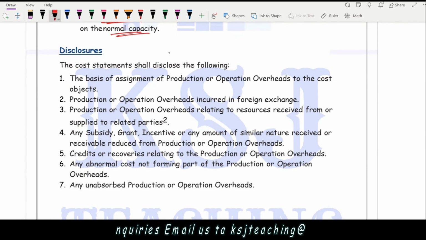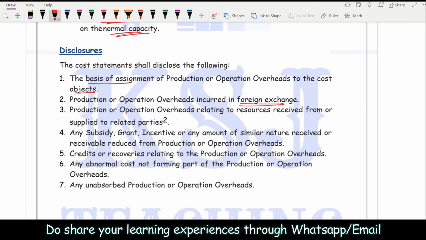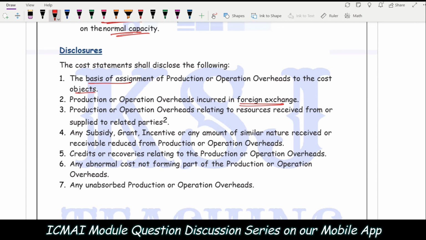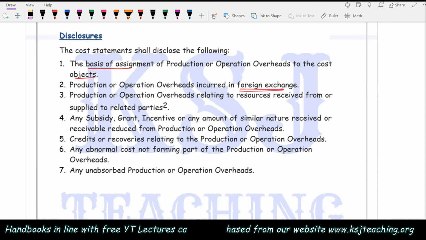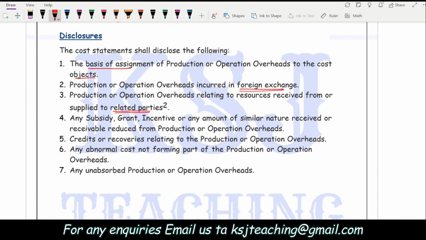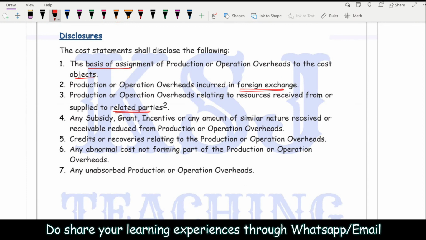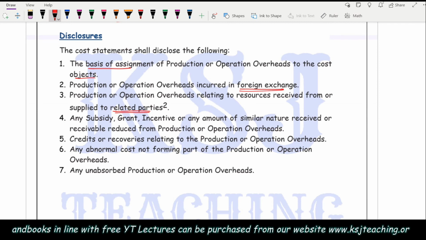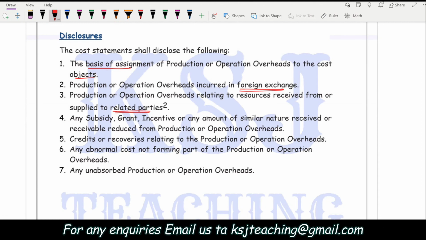The basis of assignment of the production overheads to the cost object, and the production or operation overheads incurred in foreign exchange. If there is any foreign transaction, if you have procured the material from outside India, then you have to mention it. Then production or operation overheads relating to resources received from or supplied to related parties. If there is any transaction with a related party, for example, you have a factory and your cousin has a factory, and you procure material or any kind of services from your cousin, who is your blood relation, that is a related party.